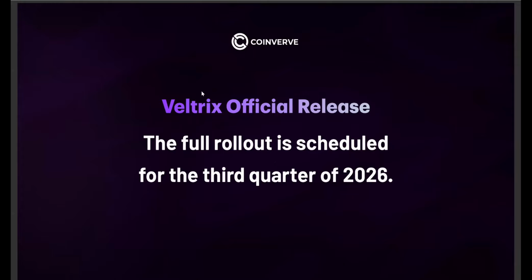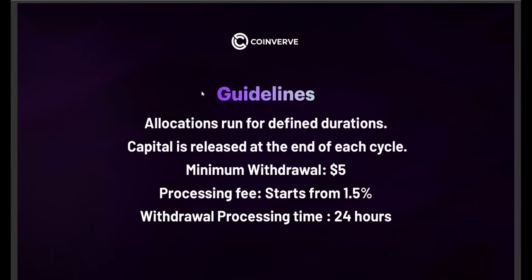To maintain stability across the entire ecosystem, there are clear operational guidelines. Allocations run for defined durations, capital is released at the end of each cycle, withdrawals have a minimum of $5, with the processing fee starting from 1.5%, and the processing typically takes around 24 hours.